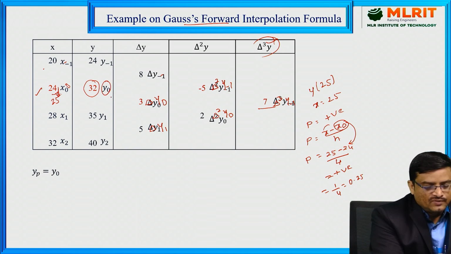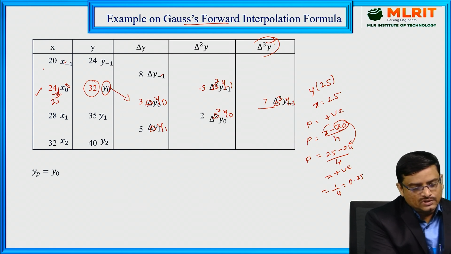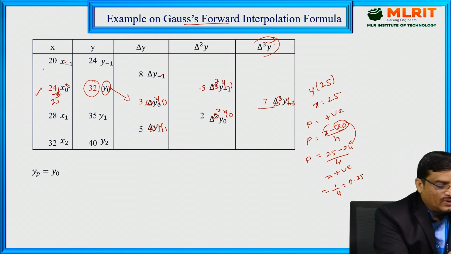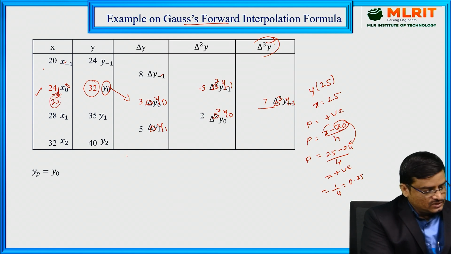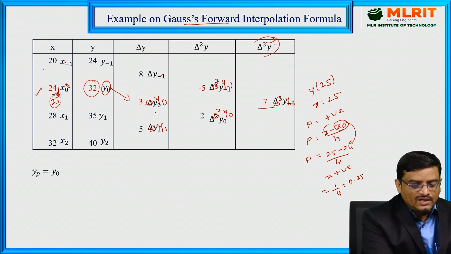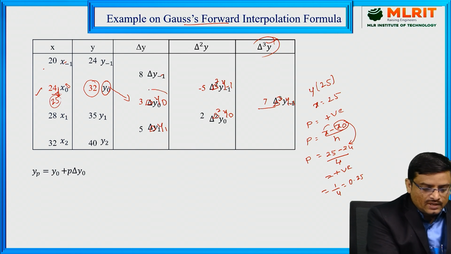Now, if you want to go to the next column, from y naught you move towards the downward direction. Why are we moving downward? Because our 25 exists below this 24, and below means downward direction here. So in the next term, we have to take the one which contains delta y naught. So p into delta y naught. Now we are at this point.